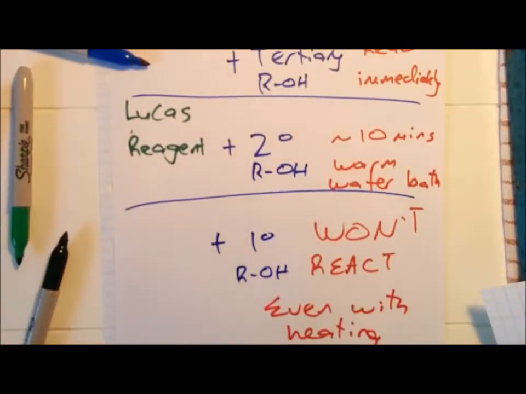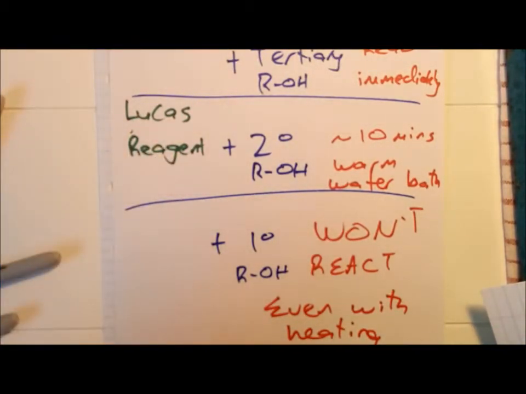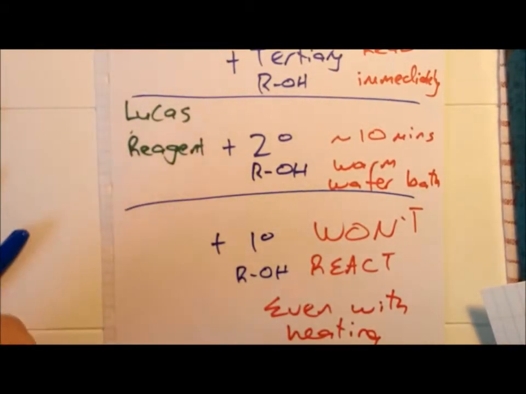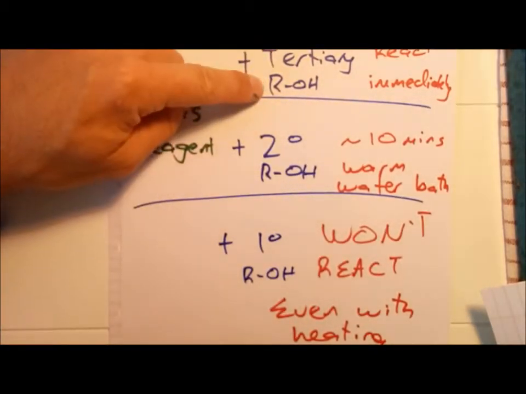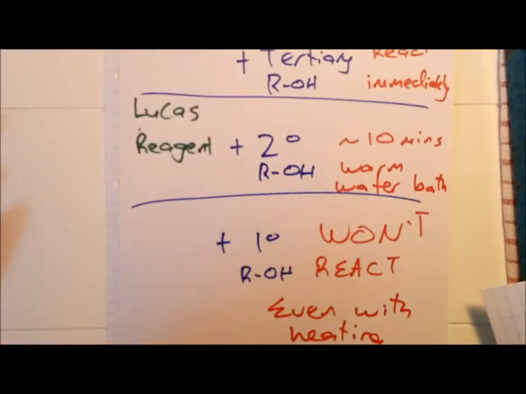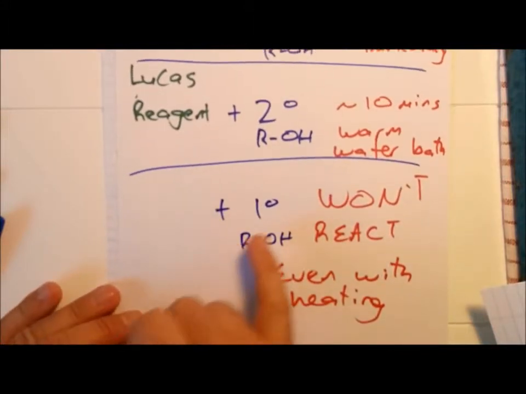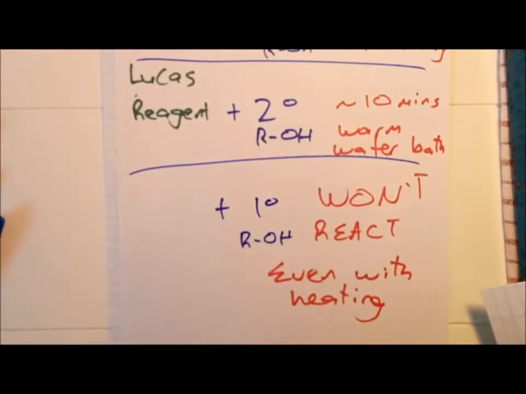Okay, so if you get a question asking you how you can work out the difference between three alcohols, have a look to see if they are primary, secondary, or tertiary, and the easiest way to do it is using a Lucas reagent, where if you mix the alcohol with the Lucas reagent, you get a substitution reaction where the tertiary alcohol will react immediately. You'll immediately get a cloudy solution. The secondary will take about 10 minutes and you need a warm water bath, and a primary alcohol won't react at all, so you won't get any observations.